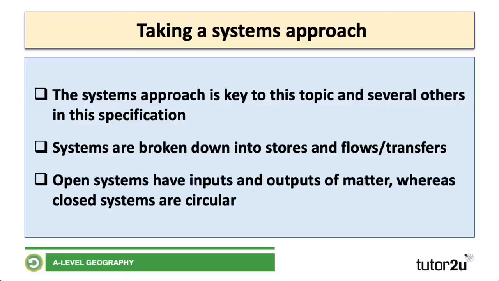Taking a systems approach is really important when we're looking at many of the different topics that come up in A-level geography, and thinking about how those systems are broken down into stores, flows, and transfers. And of course, we've got the open systems, which have inputs and outputs of matter. Whereas in your closed systems, the matter is going round and round in a cycle, and the input is going to be in terms of energy. So we're going to be thinking, first of all, a little bit about this systems approach.